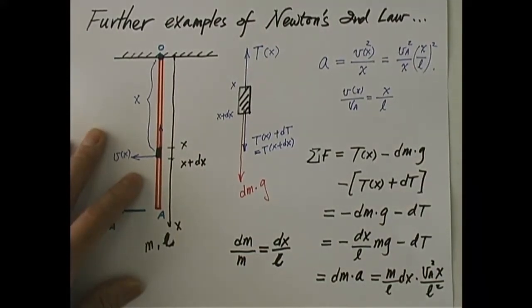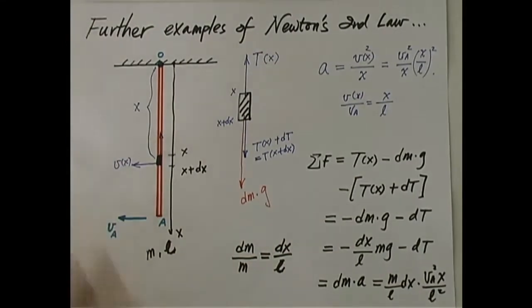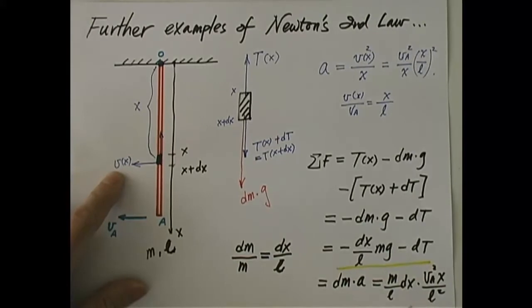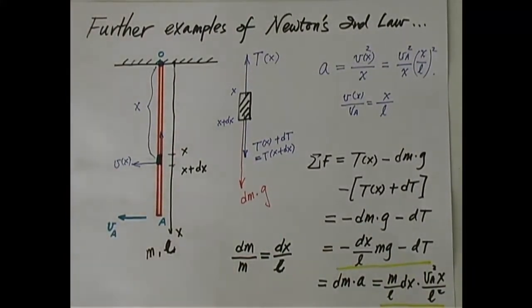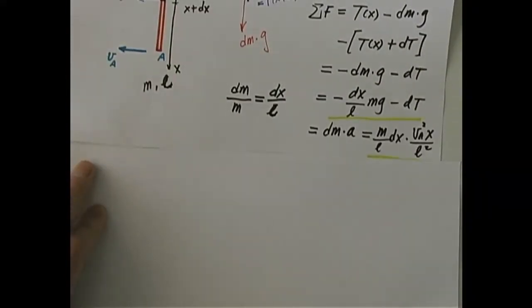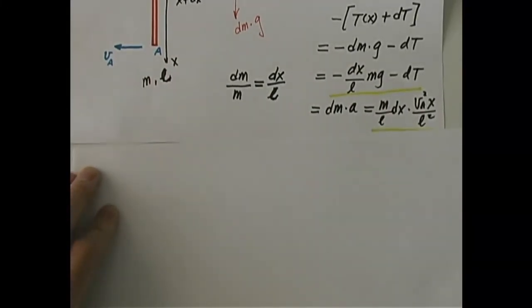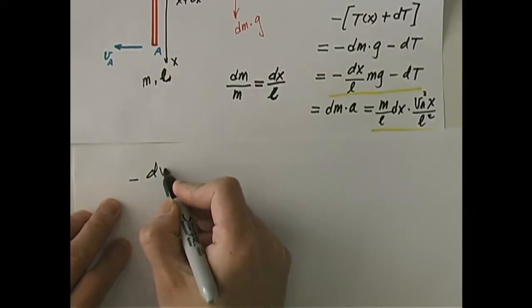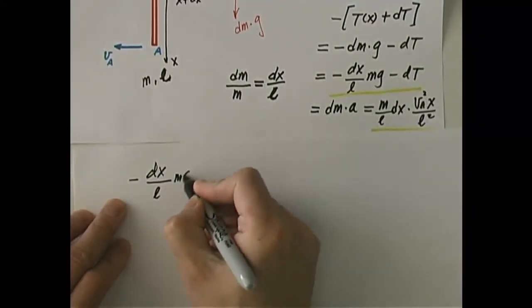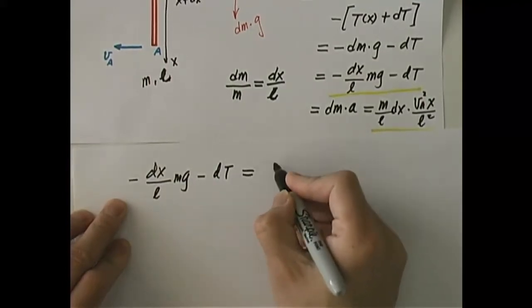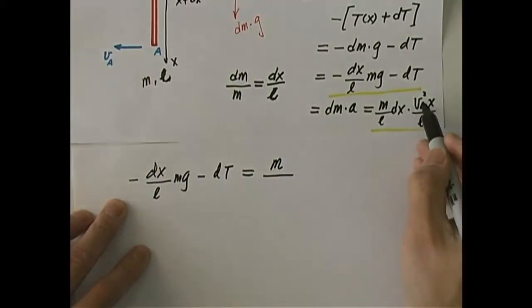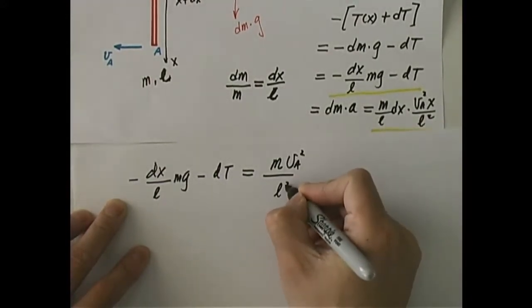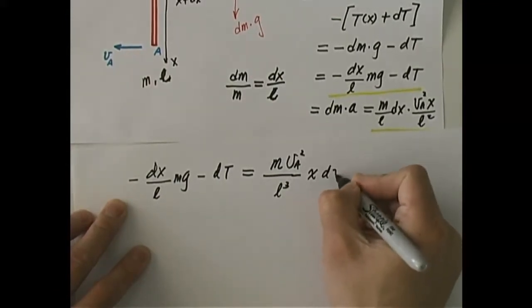So I have an equation of motion now. On this side, I have this. On the other side, I have that. Let me simplify them. I'm going to write it down clearly, and then simplify them. So I have negative dx over L mg minus dT equals m over, I'm just copying everything, m V_A squared over L to the power 3, x dx. All right?